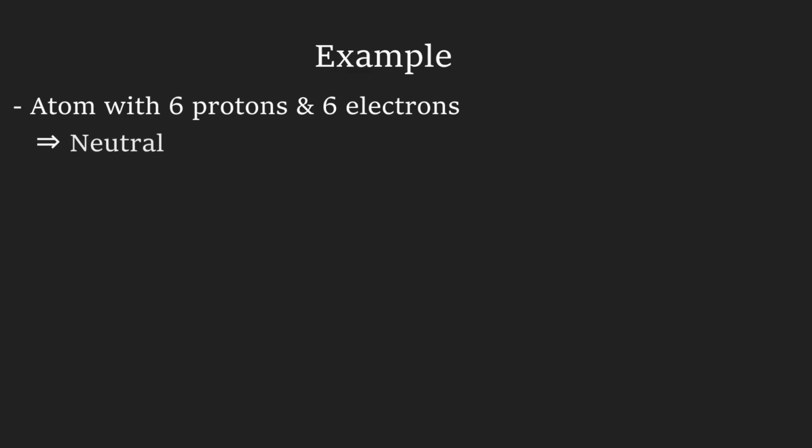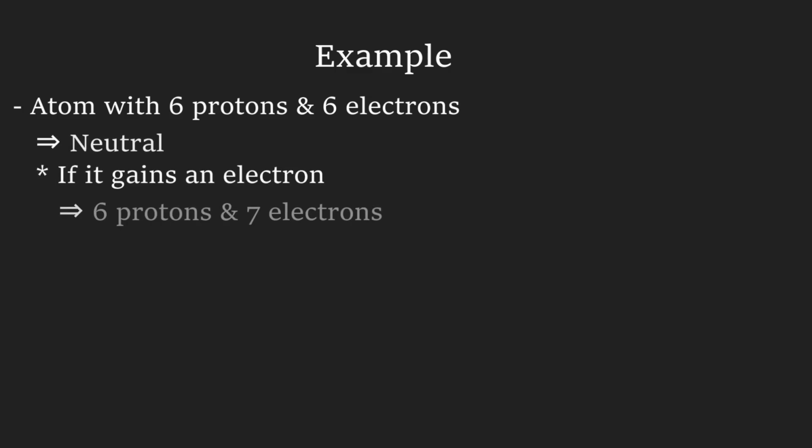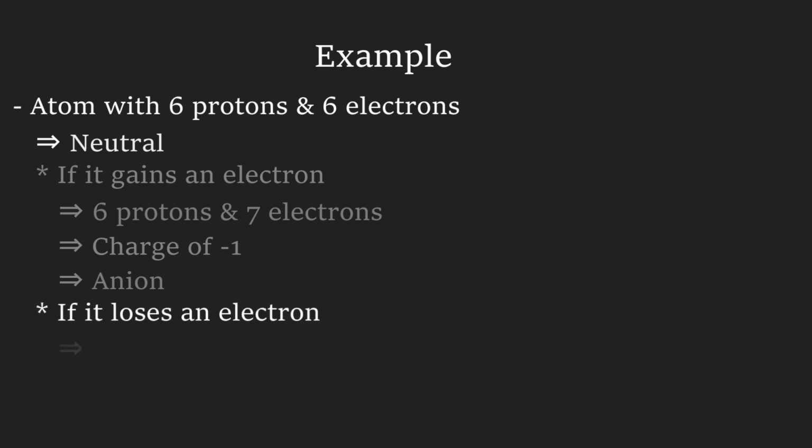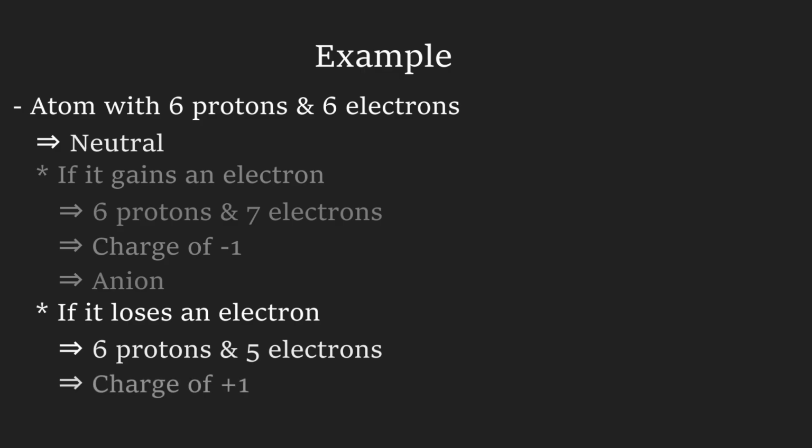For example, if an atom has 6 protons and 6 electrons, it is neutral. If it gains an extra electron, it now has 6 protons and 7 electrons. This gives it a net charge of -1, making it an anion. On the other hand, if that same atom with 6 protons and 6 electrons loses an electron, it now has 6 protons and 5 electrons. This gives it a net positive charge of +1, making it a cation.